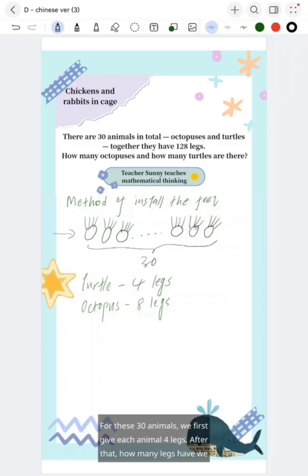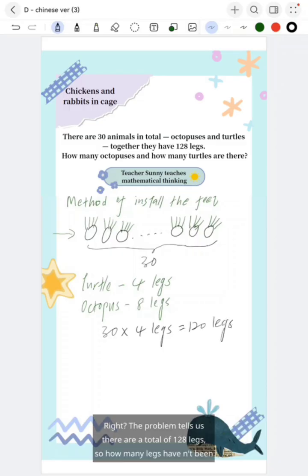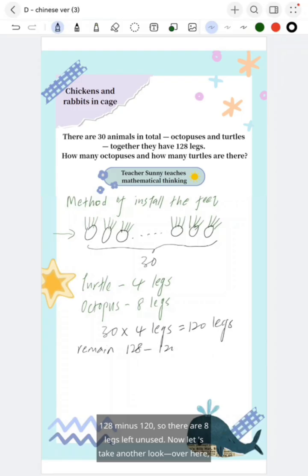for these 30 animals, we first give each individual animal 4 legs. Subsequently, how many legs have we used in this scenario? That's a total of 120 legs. Right? The problem tells us there are a total of 128 legs, so how many legs haven't been used yet? So what's left is 128 minus 120, so there are 8 legs left unused.